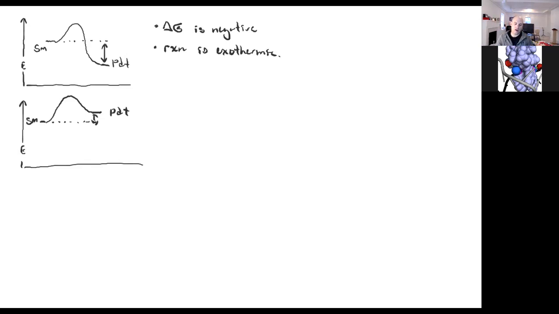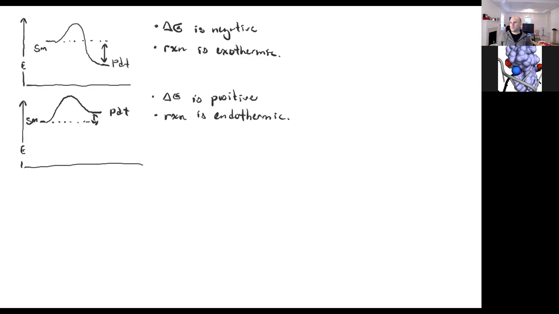Okay. And in the bottom graph, you can see that the free energies of the products are higher than the starting materials, and so the free energy change for the reaction is positive. And we say that the reaction is endothermic. Okay. And so this is the key point.